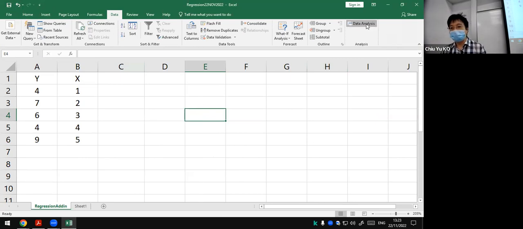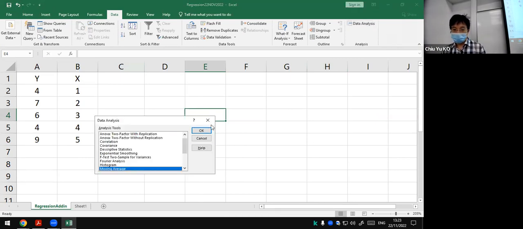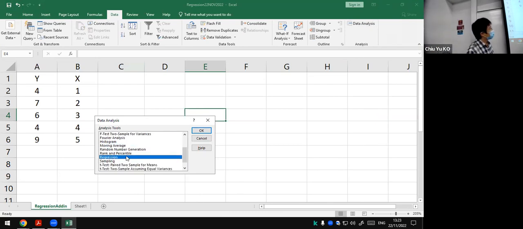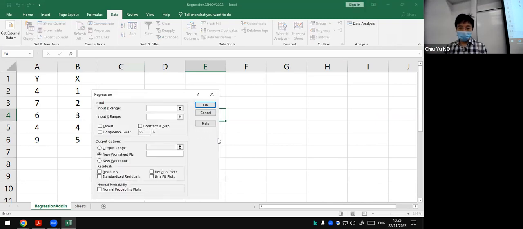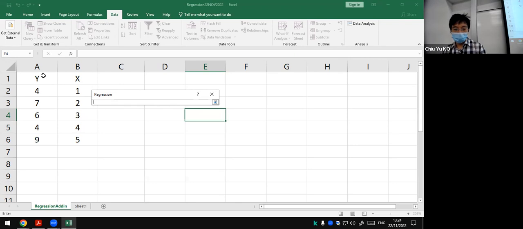So I go to data analysis, and here I will use the last thing we did, which is regression. Okay, data analysis and regression. Okay, and it will be very simple. Okay, and what you do is just tell them what is X, what is the Y. Okay, so Y would be just this column A, or I just highlight the A stuff, okay?